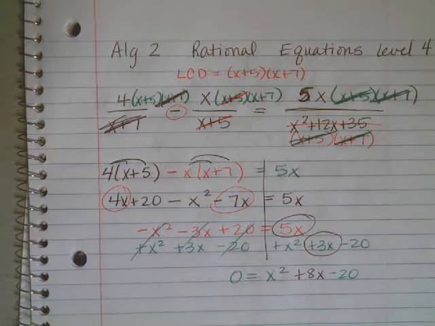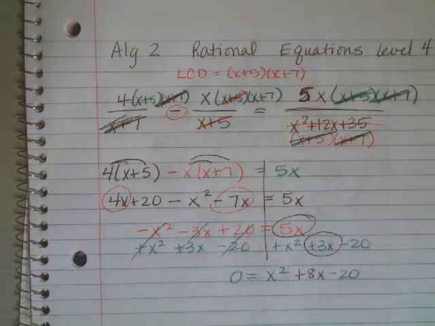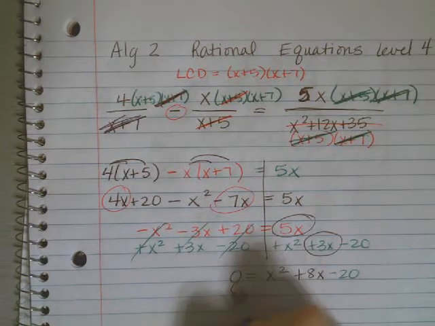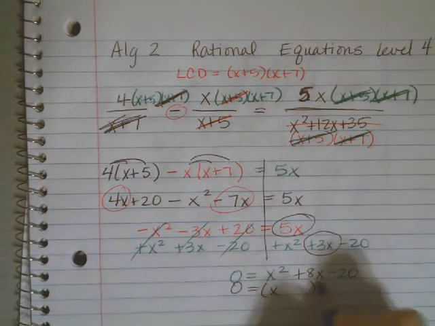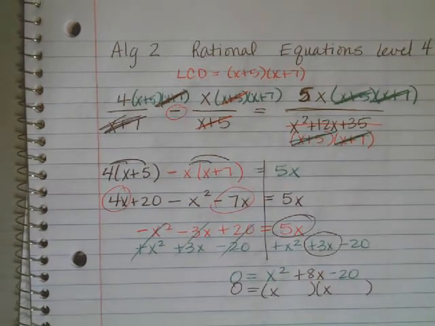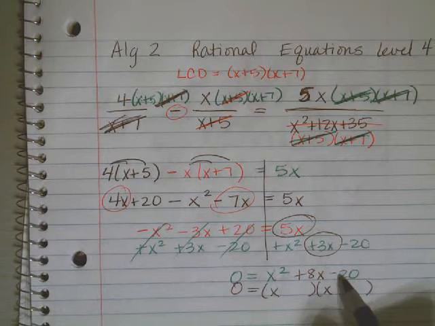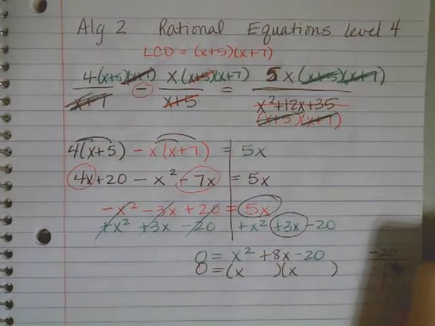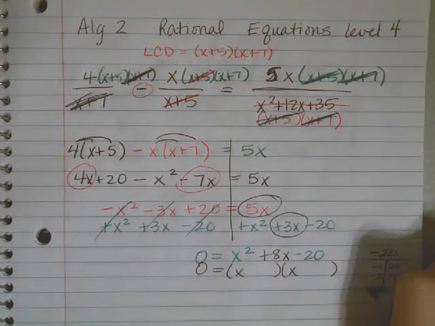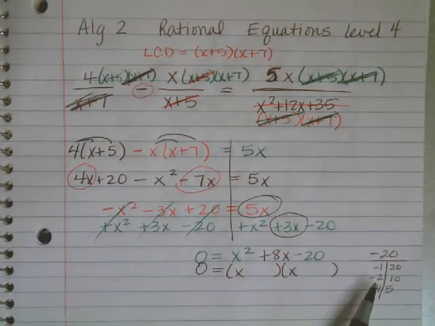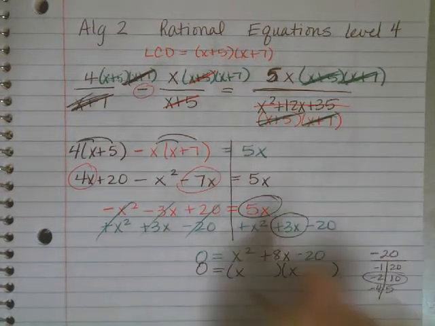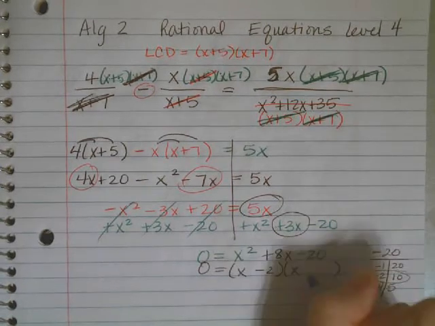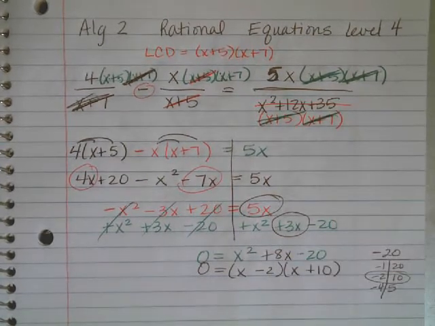I have a couple options here. I could graph this and find the x-intercepts. I could factor it. I could use the quadratic formula. I prefer factoring. So I have x in the first two spots. Factors of negative 20 that add to be positive 8. And right here my second one, negative 2 and positive 10, that will work.